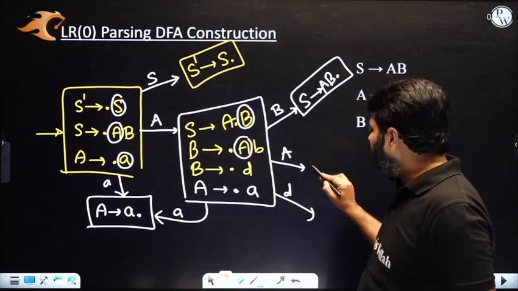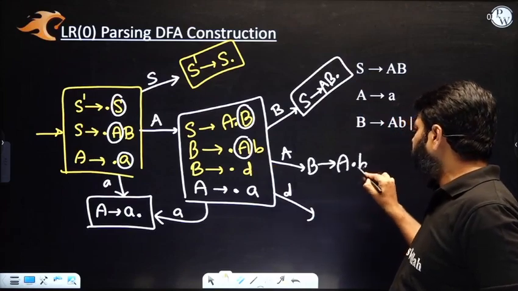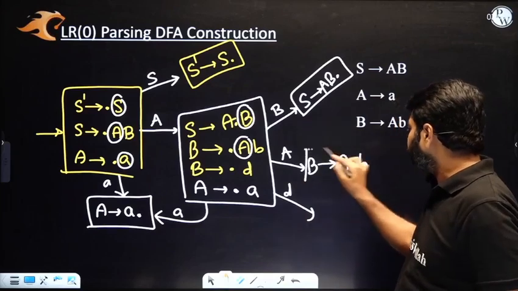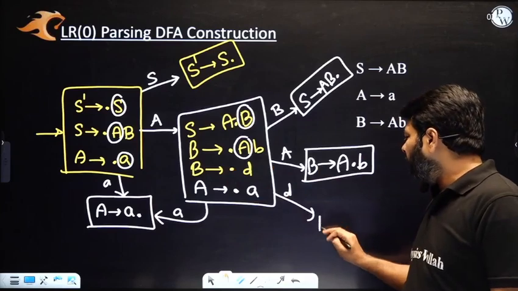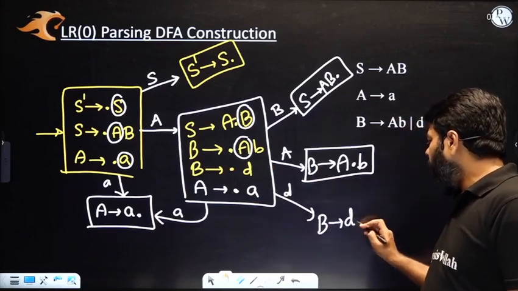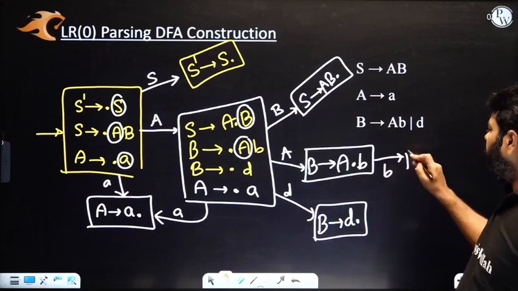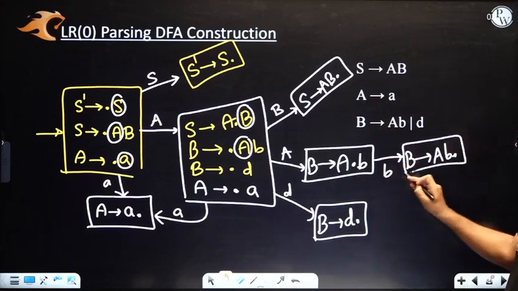Here when you read A, what happens? B derives a dot B, that is it. After a terminal is there, so you do not go further. And D is only the one, right? Simply you move the dot. And here when you read a B, the dot goes to the end, over.